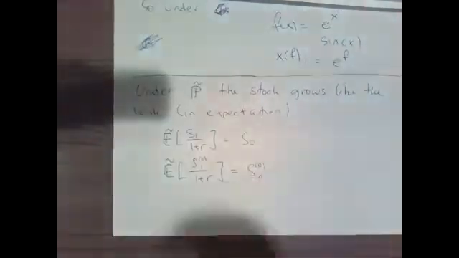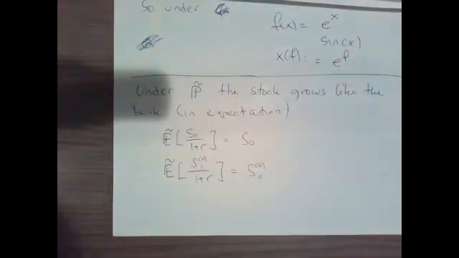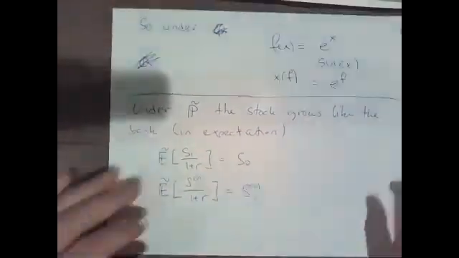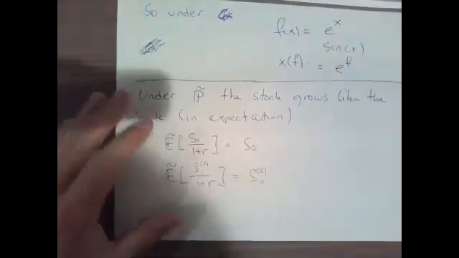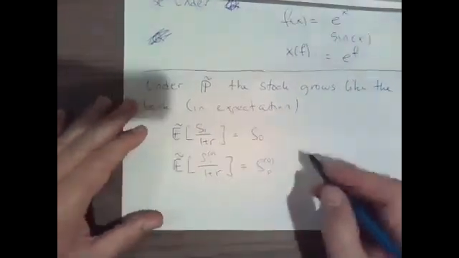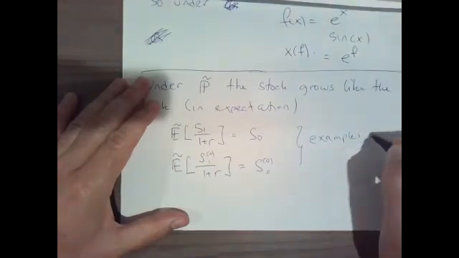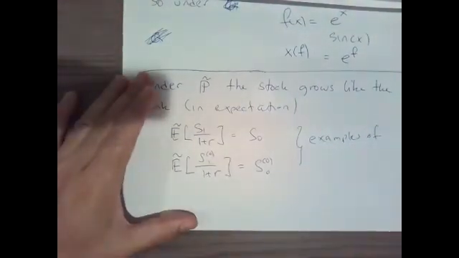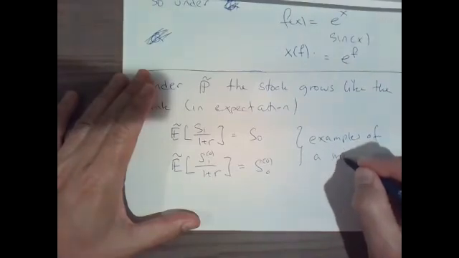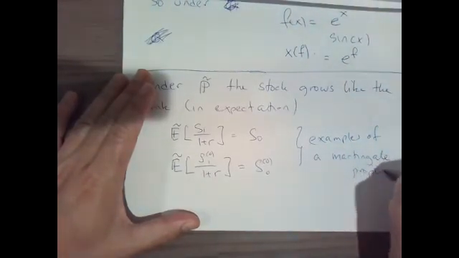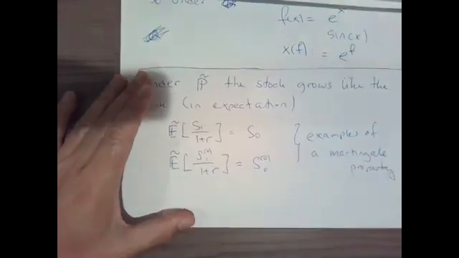So something like this is never going to hold under the original measure P that we haven't worked with. This here is why it's called a risk neutral measure. It's called a martingale measure. This property here, these are also examples of a martingale property, which is coming up next.